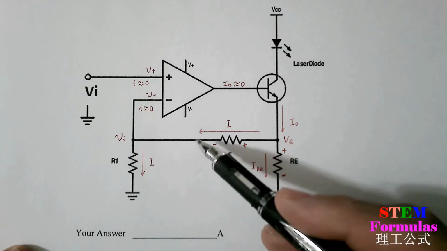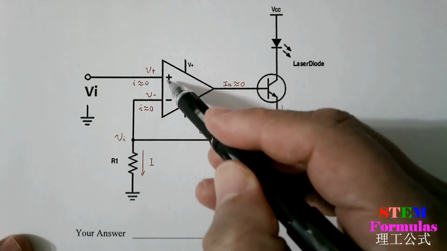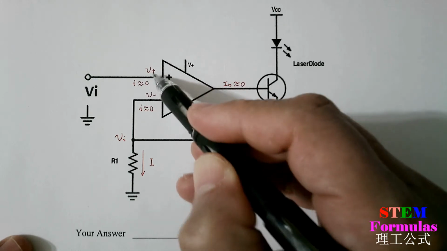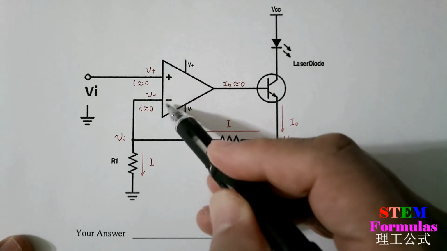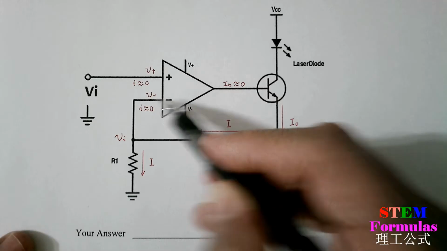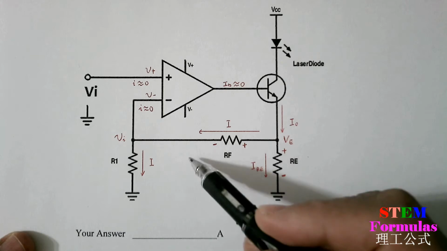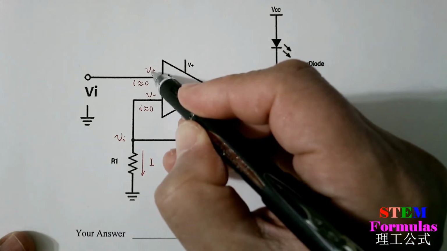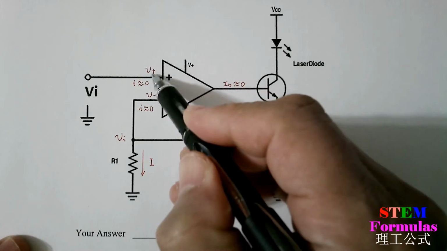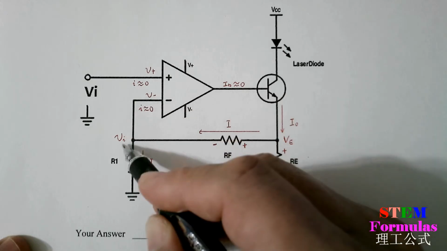We label the current and voltage in this diagram. For the non-inverting pin of the op-amp, the voltage potential is V+. For the inverting pin of the op-amp, the voltage potential is V-. Since there is feedback through this transistor and RF, V+ equals V-. And V+ equals Vi, therefore V- also equals Vi.